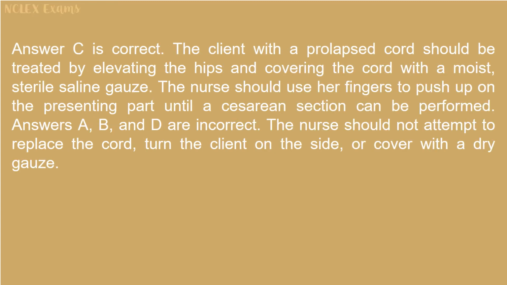Answer C is correct. The client with a prolapsed cord should be treated by elevating the hips and covering the cord with a moist, sterile saline gauze. The nurse should use her fingers to push up on the presenting part until a cesarean section can be performed. Answers A, B, and D are incorrect. The nurse should not attempt to replace the cord, turn the client on the side, or cover with a dry gauze.